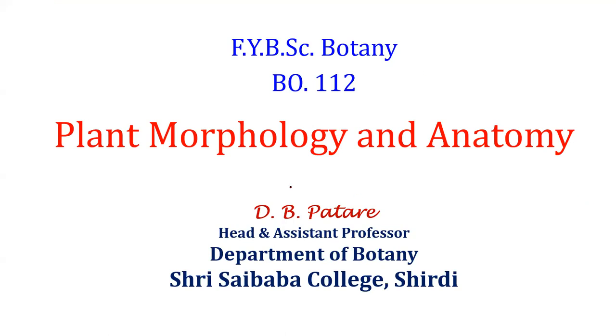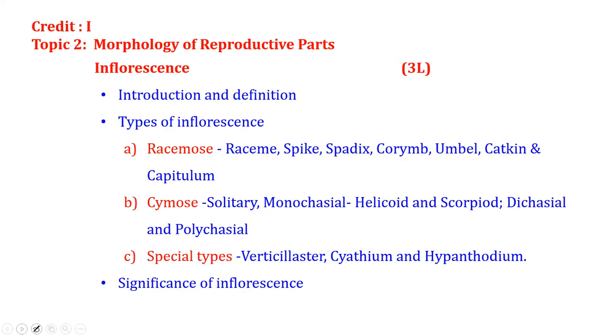Okay, so within plant morphology and anatomy, we are discussing the topic of inflorescence, under which we discussed the types of inflorescence in yesterday's lecture. We talked about the first type, racemose, and also discussed its first subtype, raceme. Now for today's lecture we are going to discuss a few next types of inflorescence within this topic. So let's start with the topic.